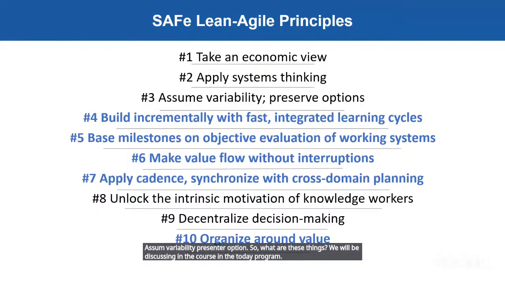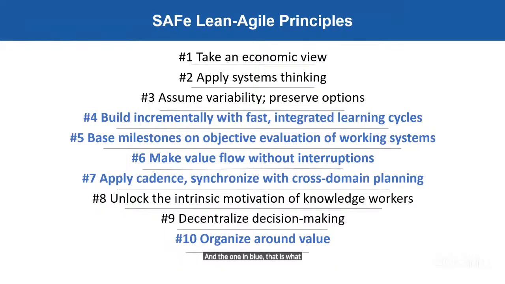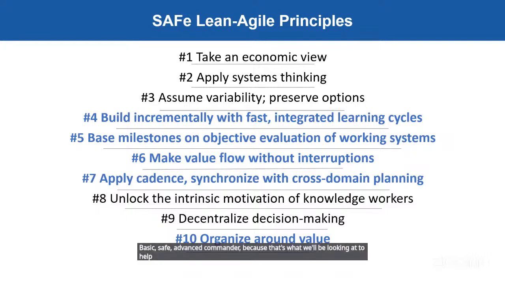And the ones in blue are what our focus will be more as compared to the other ones, because that's the focus for our delivery. So 4, 5, 6, 7, 10. These are the areas to focus for our basic SAFe Advanced Scrum Master, because that's what we'll be looking at to help out. The others are also valid, but the focus will be different.